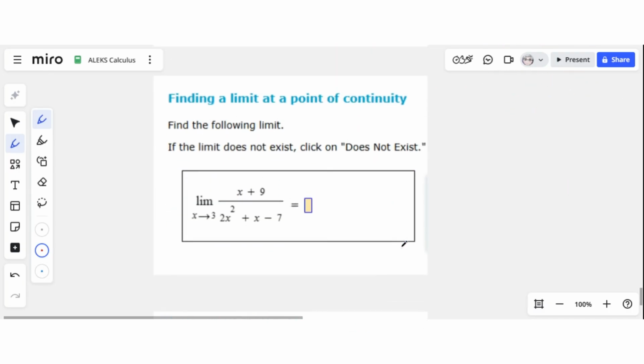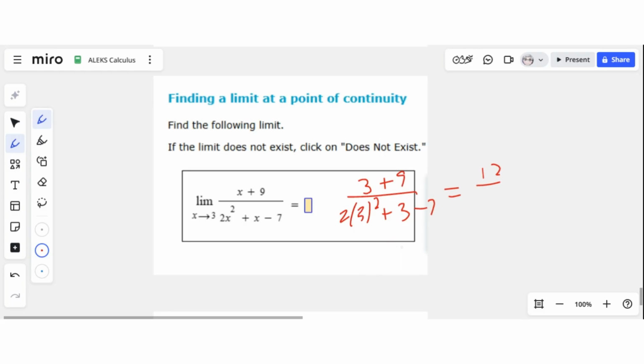All right, let's look at another one. I guess this one's slightly more complicated. It's a rational function. We can plug in the 3, and if something goes haywire, like we get a 0 on the bottom, then we'll know this limit doesn't exist. But otherwise, we can just plug in the numbers and crunch out the value of the function. So I'm going to put 3 plus 9 on the top, and we're going to have 2 times 3 squared plus 3 minus 7 on the bottom.